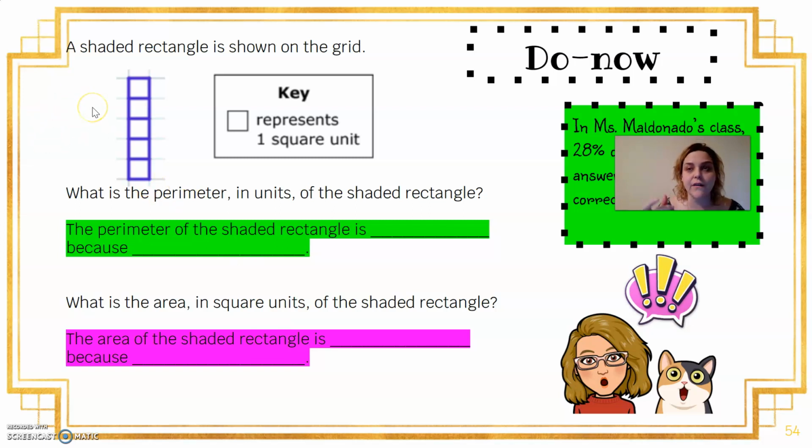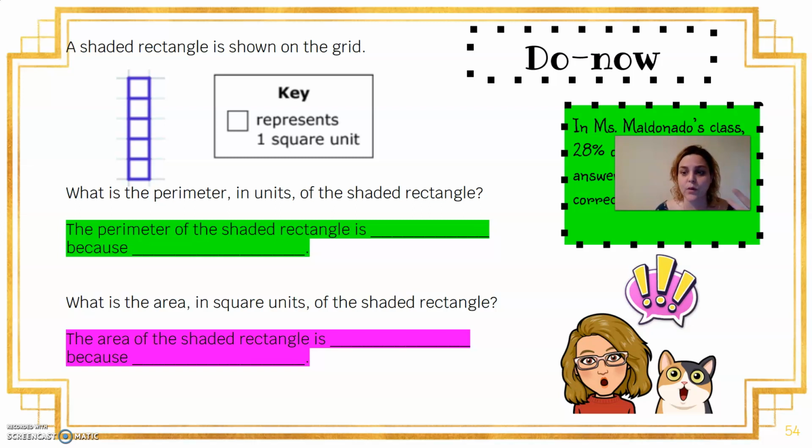So if I know that area is length or height times width, I see that I have 1, 2, 3, 4, 5. I have 5 units on this side, and then I have 1 unit going down. So my width is 1. So this is 5 times 1, and 5 times 1 is 5. So the area of the shaded rectangle is 5 square units because I multiplied height times width.